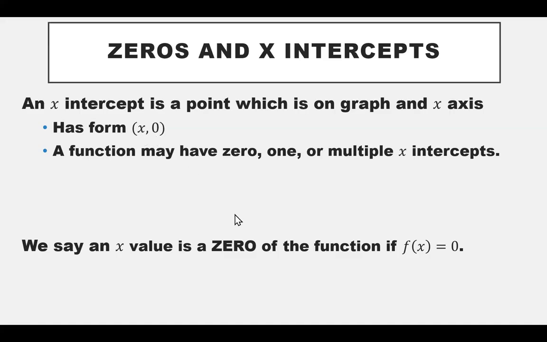I should say, let me rephrase that. Every real number that I plug in, which is a 0, is going to be an x-intercept of a function. So zeros and x-intercepts are kind of interchangeable. X-intercepts are the actual points. Zeros are the x values.